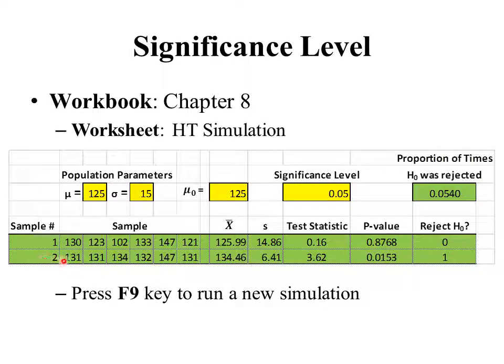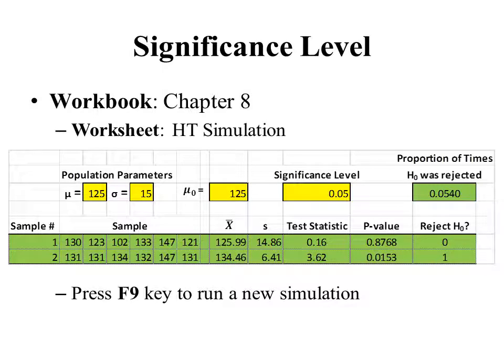But in our second sample, we have different blood pressures. Here's our sample mean. Notice it's rather large. There's the sample standard deviation. Here's our test statistic. Here's the p-value. In this case, this p-value is less than 0.05, and so we reject the null hypothesis. So in this case, we made a type 1 error. We rejected a true null hypothesis.